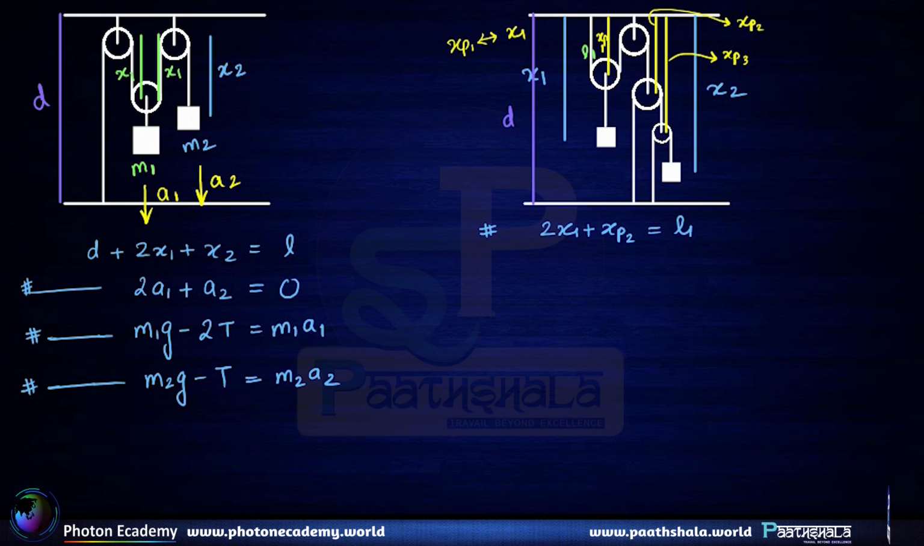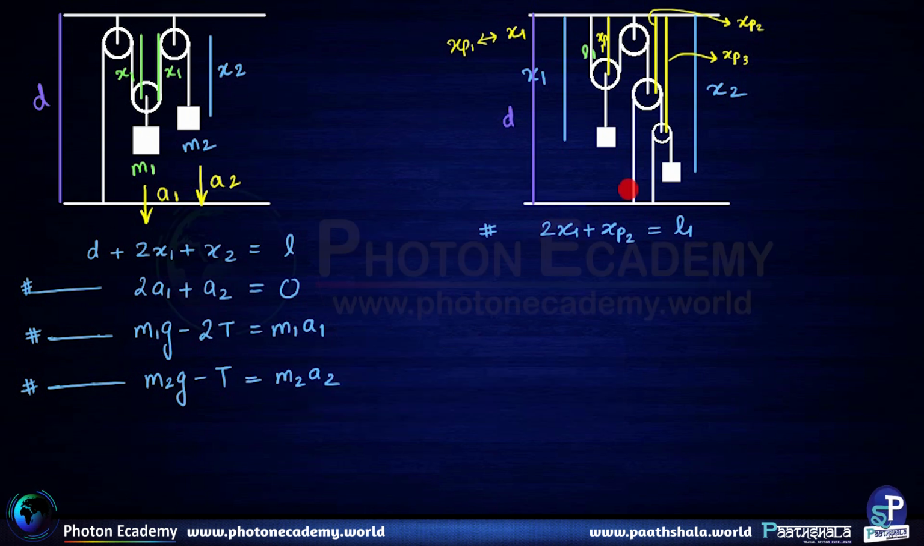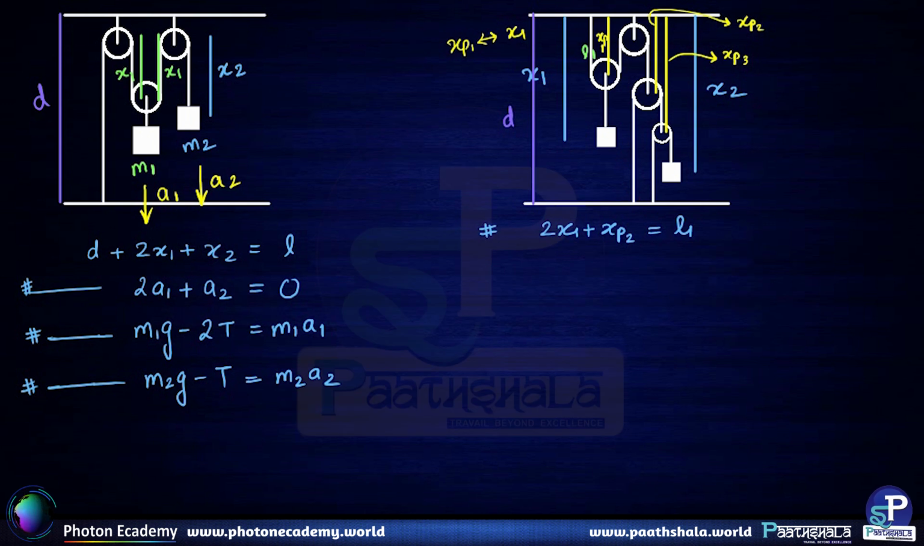So basically here we can clearly see that this part of the length of the string is nothing but d minus this much length, which is xp2. So this is d minus xp2 and this one happens to be xp3 minus xp2. So here we are basically going to get the second equation as d minus xp2 plus xp3 minus xp2. So this is going to be the length of the string 2.